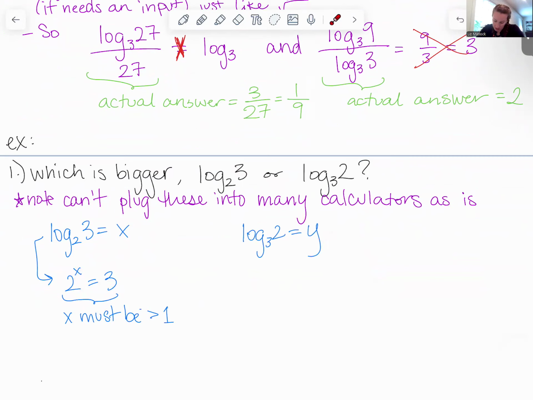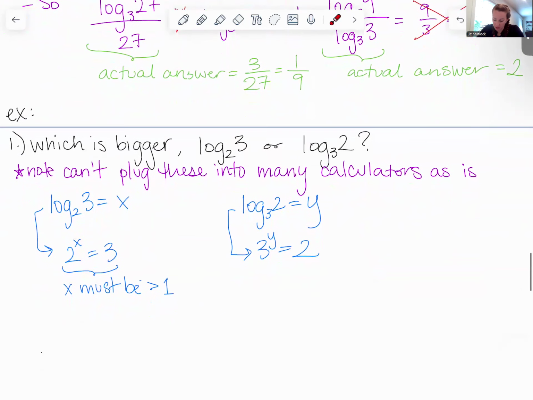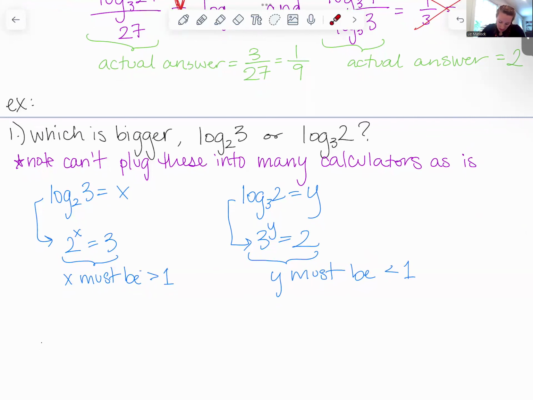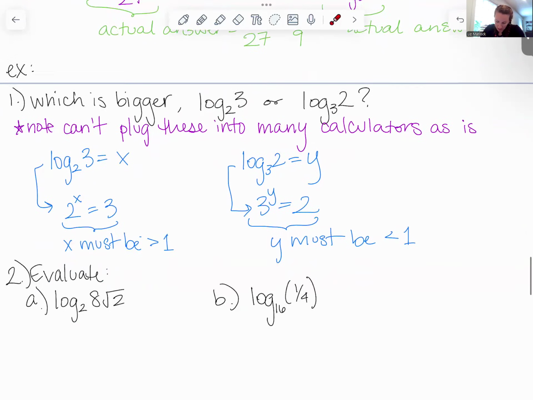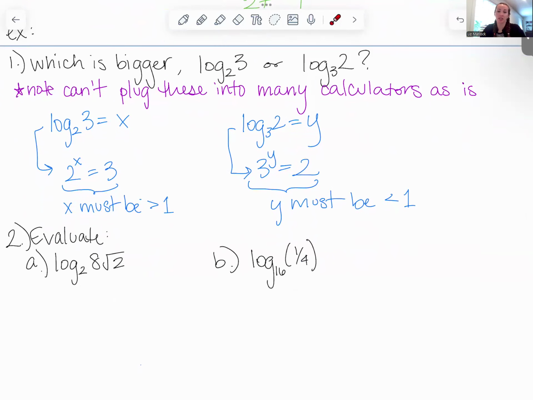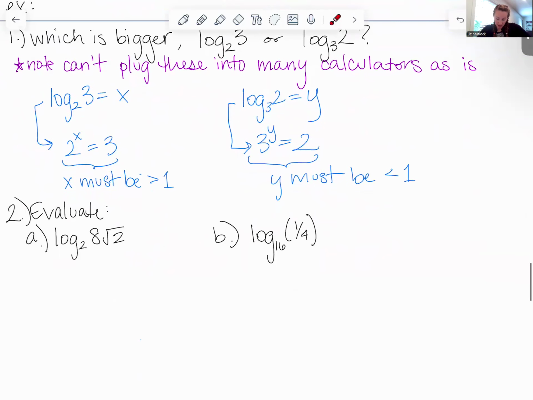Similarly, over here, I'm going to set log base 3 of 2 equal to y, and then I'll change it to exponential form, which is 3 to the y equals 2. So now I have 3 raised to some number, but the result is smaller than 3. So that means that y must be smaller than 1. So we can now tell that log base 2 of 3 is bigger than log base 3 of 2. And again, most calculators can't do those calculations, the log base 2 of 3 or log base 3 of 2.